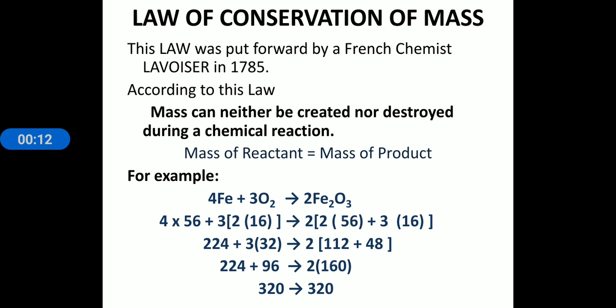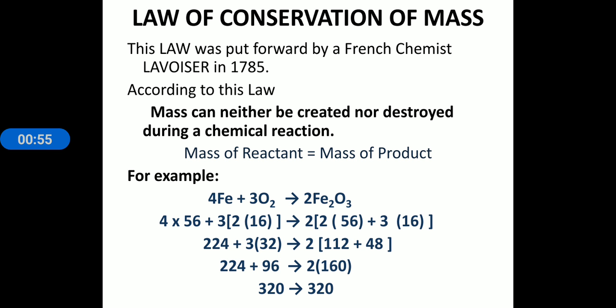This law was put forward by a French chemist Lavoisier in 1785. According to this law, mass can neither be created nor destroyed during chemical reaction. The total mass of the reactants is equal to the total mass of the products after chemical reaction. However, in a chemical reaction, matter can be changed from one form or state of matter to another. However, the total net mass of the substances before and after chemical reactions is equal.